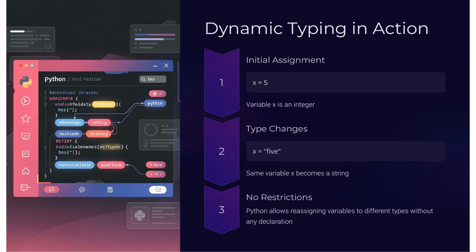Python's dynamic typing allows variables to change types effortlessly. Initially, x is assigned an integer value of 5. Later, x is reassigned to the string "5". This flexibility means Python doesn't require explicit type declarations, enabling seamless transitions between data types.